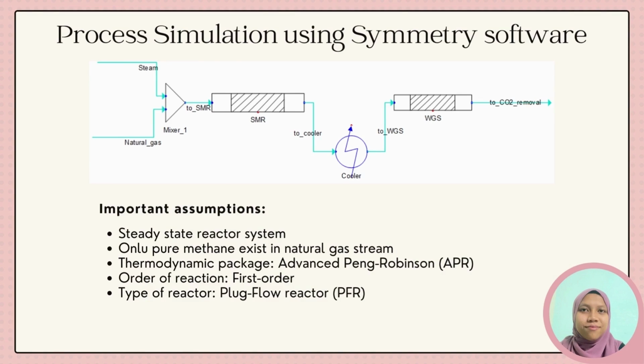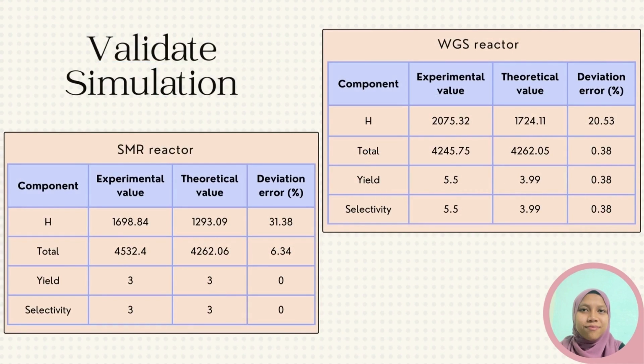is plug flow reactor. On top of that, in order to validate the simulations, a few variables are chosen and compared by evaluating the deviation error with the manually calculated values, which are outlet mole flow rate of hydrogen, total flow rate, yield, and also the selectivity. In the SMR reactor, the mole flow rate of hydrogen shows a deviation error of 31.38%, while the total flow rate only shows 6.34% of error.